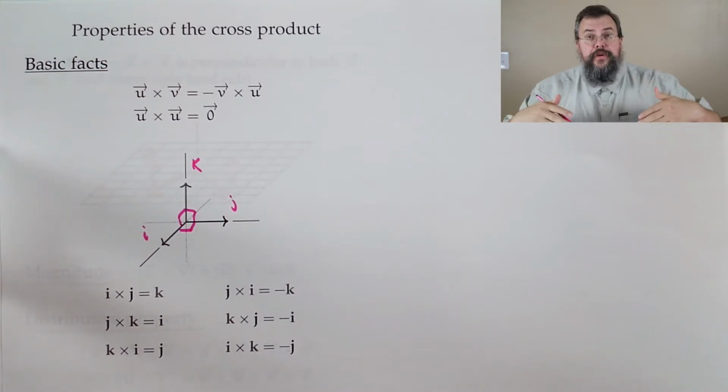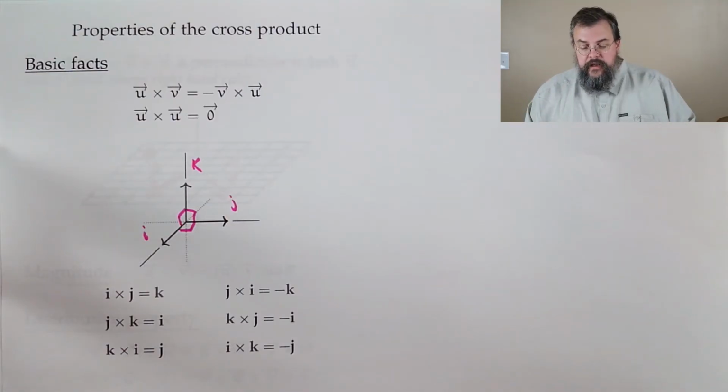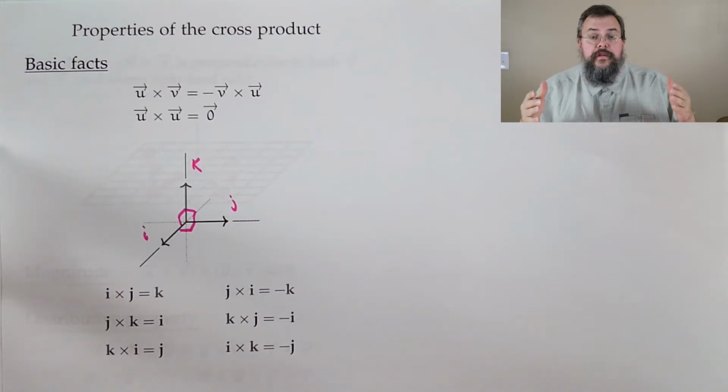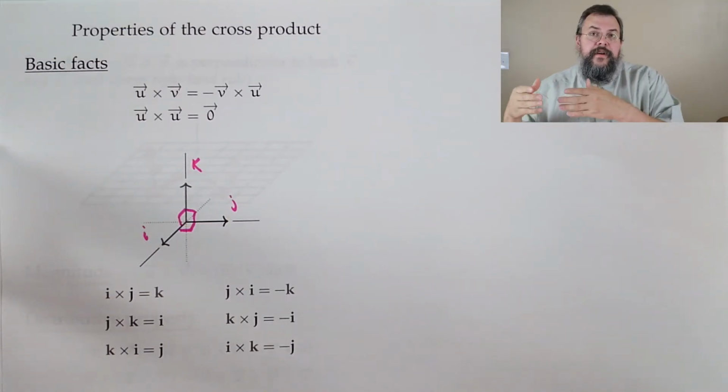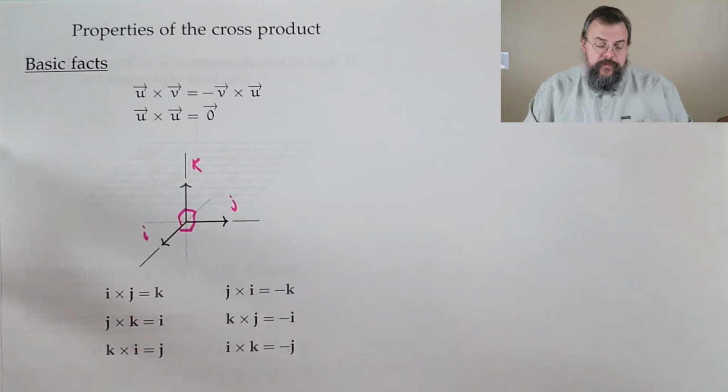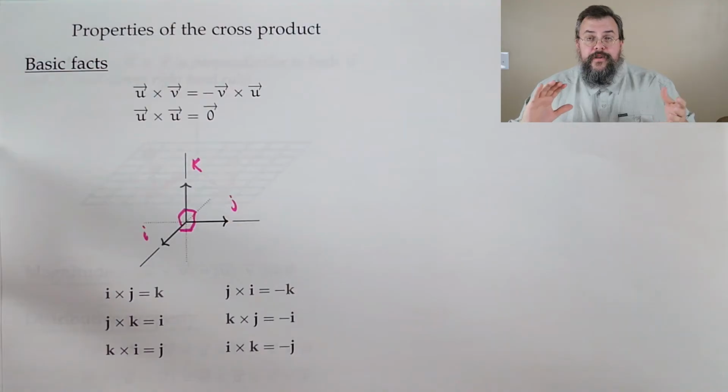And so the output of a cross product with i, j, or k with another i, j, or k is going to have length 1. Because if you go back to the formula for the magnitude, a vector with length 1 times the magnitude of a vector with length 1 times the sine of 90 degrees is 1. So really we just have to figure out what direction things point.